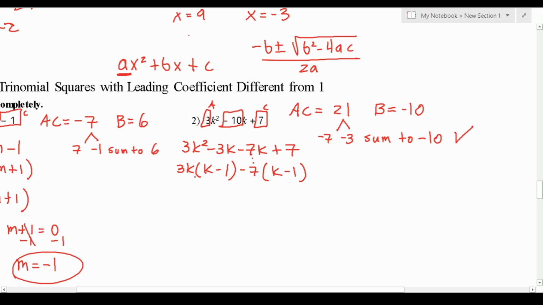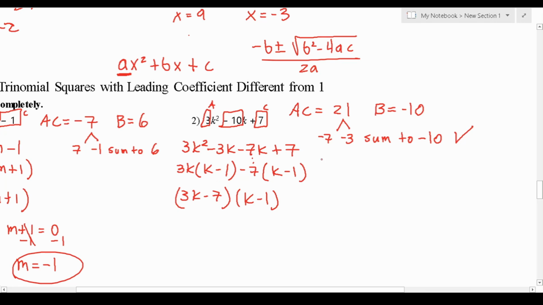And then you simply combine the 3k minus 7 and the k minus 1 as your solution. So 3k minus 7 and k minus 1. And just like that, using the Australian method, which involves some mental math as well as some very simple factoring by grouping, you've solved this one.